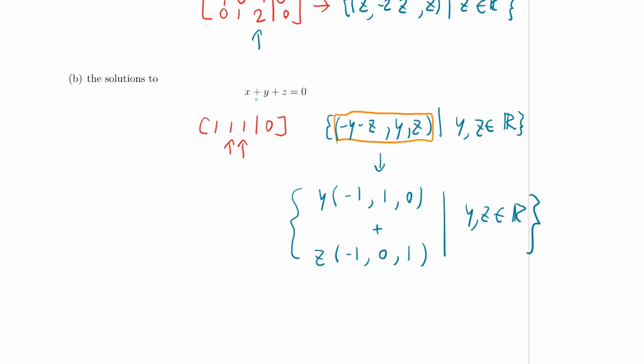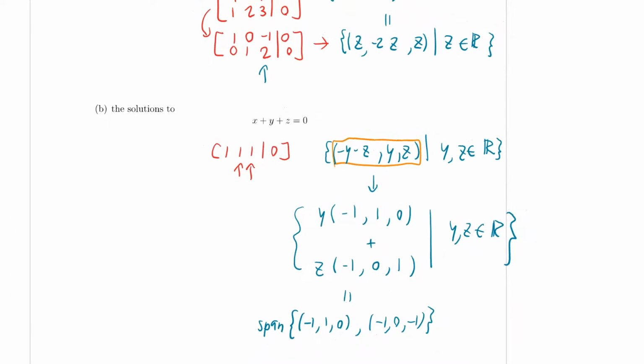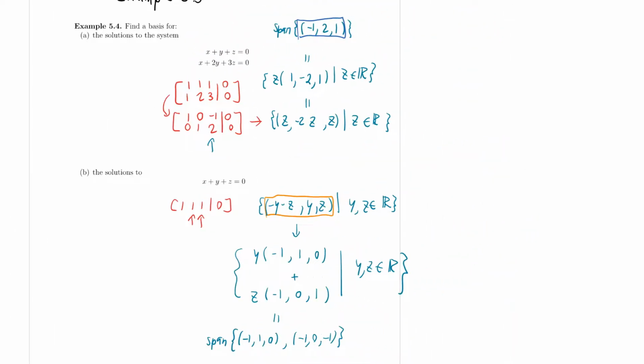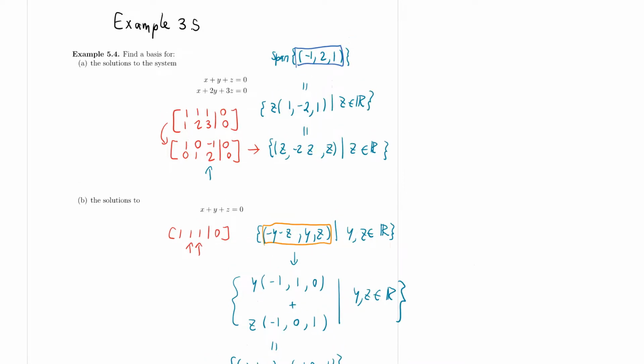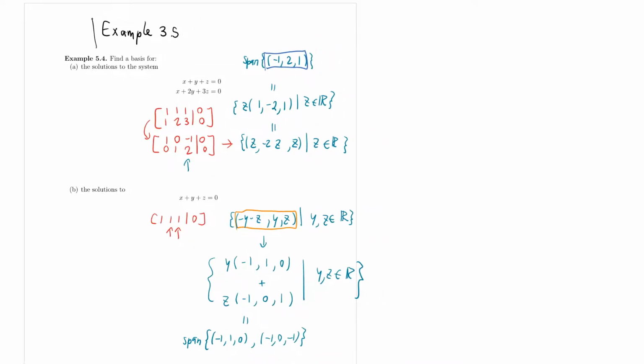So the solution for this equation is actually just a linear combination of these two vectors, negative 1, 1, 0, and negative 1, 0, 1. So this is actually just the span of negative 1, 1, 0, and negative 1, 0, 1. Okay. So these two are the basis for the solution to this equation here. And as I told you earlier, these numbers are from example 3.5 that we saw earlier. So let me show you the geometric interpretation of all these as well.